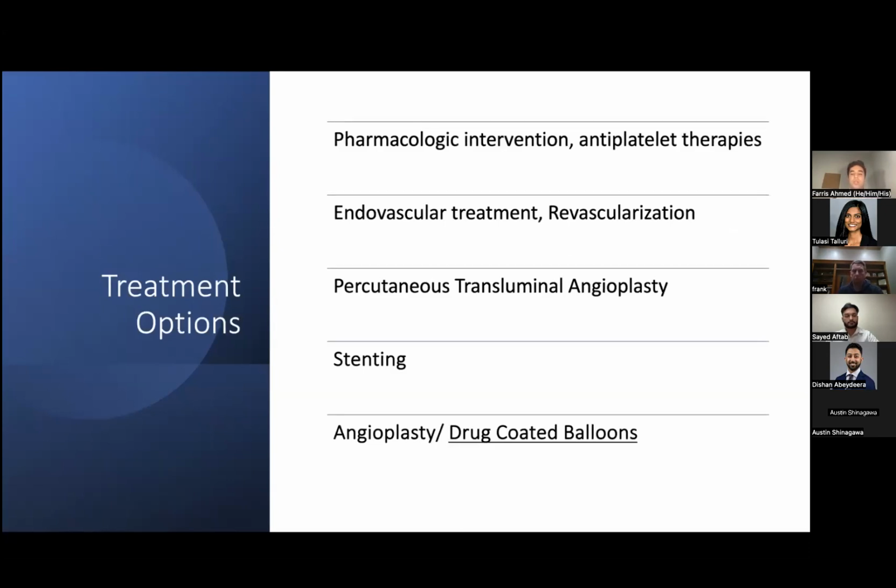In terms of treatment, you're going to see pharmacological intervention, antiplatelet therapy, surgical intervention, endovascular treatment, some sort of stenting, and then drug-coated balloons. That's underlined, obviously, because that is what our study focuses on.